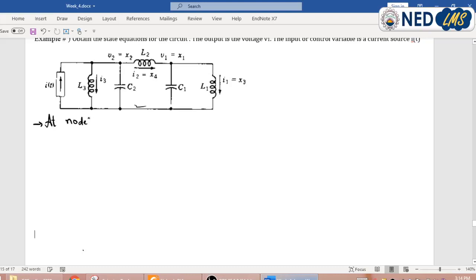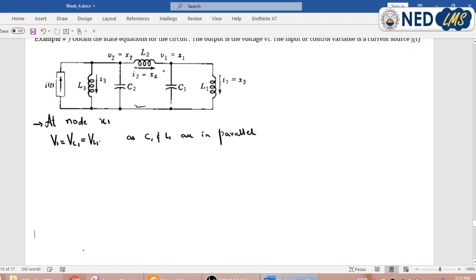At node x1 we have a voltage V1 which is equal to the voltage of capacitor 1, as this capacitor 1 is in parallel with the inductor 1. So these two voltages are equal, as capacitor 1 and inductor 1 are in parallel.